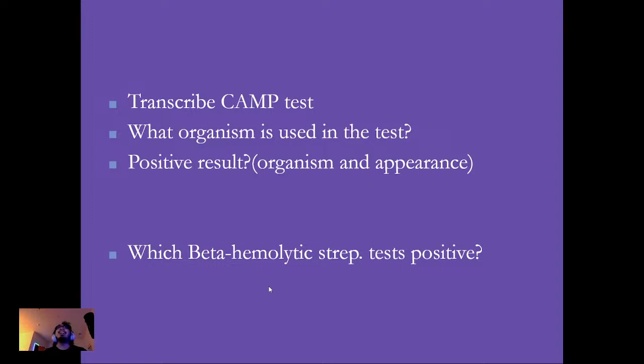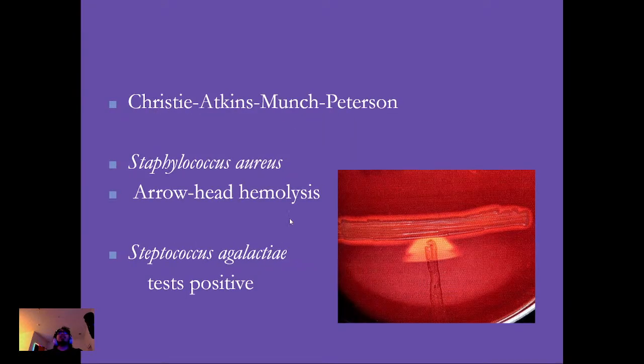Yung horizontal line, horizontal line is your control organism or your reagent organism, Staphylococcus aureus. And then your test organism is your patient sample, of course, or the colony isolated from your patient sample, which is presumptively Streptococcus agalactiae. And if you test positive, it will form an arrowhead colony. Okay? What is the name of the test? Christie, Atkins, and Munch. Okay? So this is what it looks like.